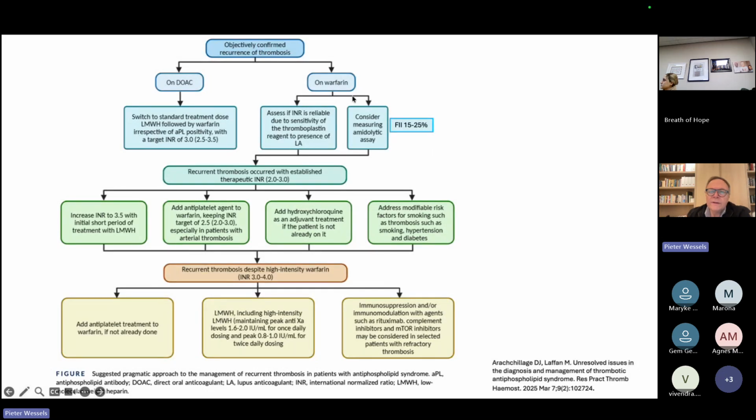But if they're on warfarin, you check if the INR has been well controlled. If the INR has been well controlled, and you know the patient is reliable, and you know that they're not taking the warfarin haphazardly, then you consider doing a factor 2 level at the time where they have an INR of 3. And you correlate the INR with a factor 2 level. You want that level to be 15 to 25%. If a patient has an INR of 3 and the factor 2 is 40%, you need to increase the dose until you get to a factor 2 level of, say, 20%.